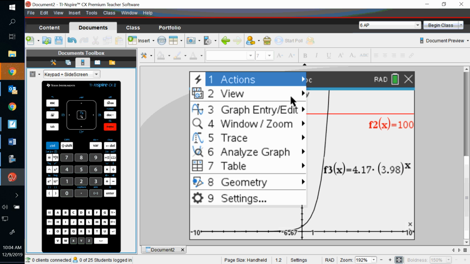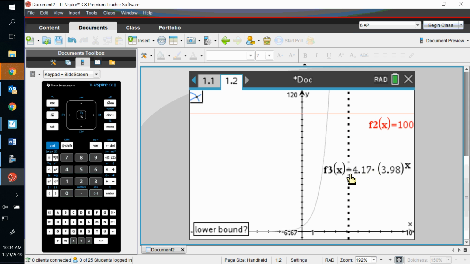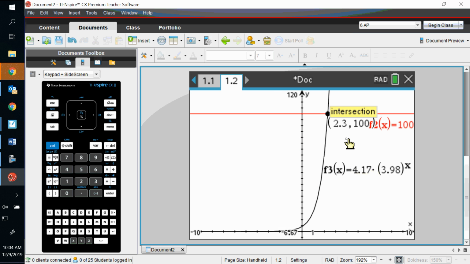If you want to find something on a graph, you usually go to Analyze Graph. Menu, Analyze Graph. We want intersection. So choose either side of it. We get 2.3 and we get 100.